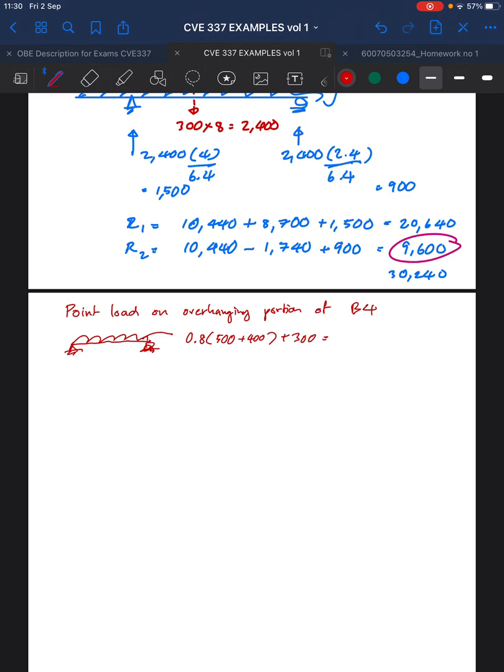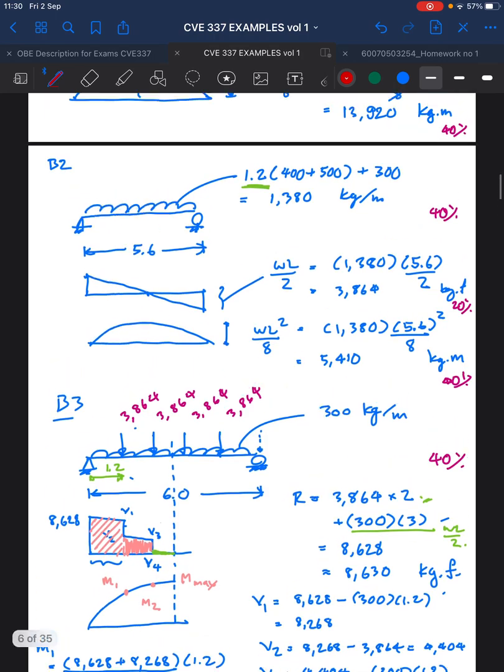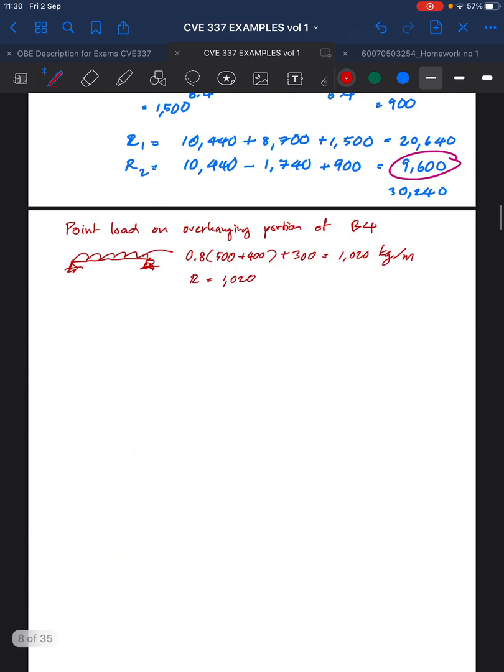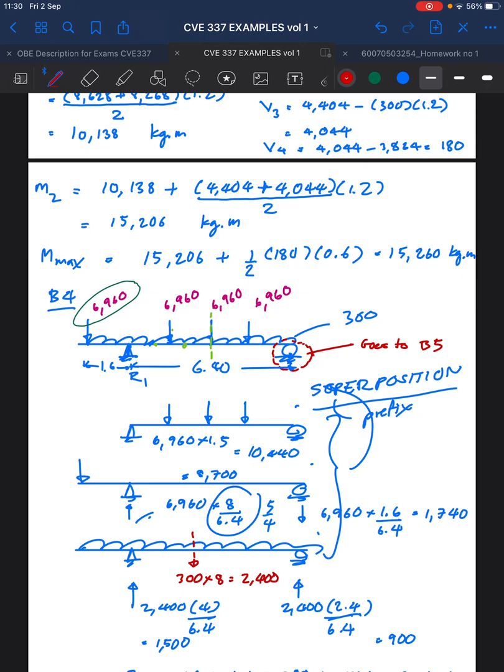So that means we got 0.8 multiplied by 900 and then plus 300. Okay, so the load is 1020 kilogram per meter. So that means the reaction is going to be that multiplied by half the length, which I don't recall, so I have to scroll back up. So it's 4 meters or 8/2. Okay, that's 4 meters. So that's 4080 kilogram force.